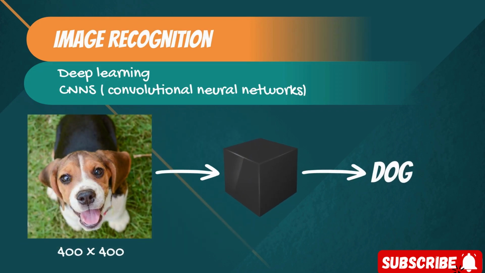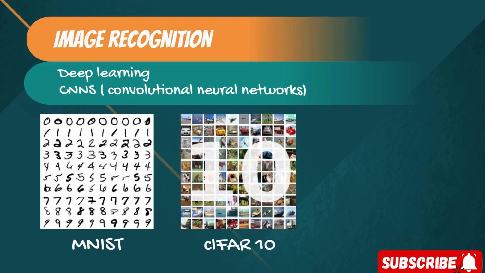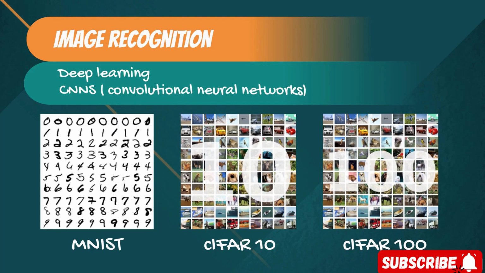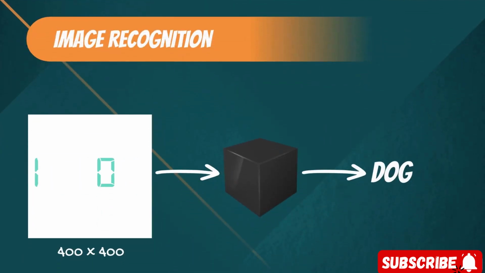Famous examples are the MNIST dataset, where the task is to classify handwritten digits, CIFAR-10, where the task is to classify animals and vehicles, and CIFAR-100, where you have 100 different classes of images. The problem is that we cannot just take a photo and give it to the computer. We must design a way to turn that photo into numbers in order to communicate the image to the computer.